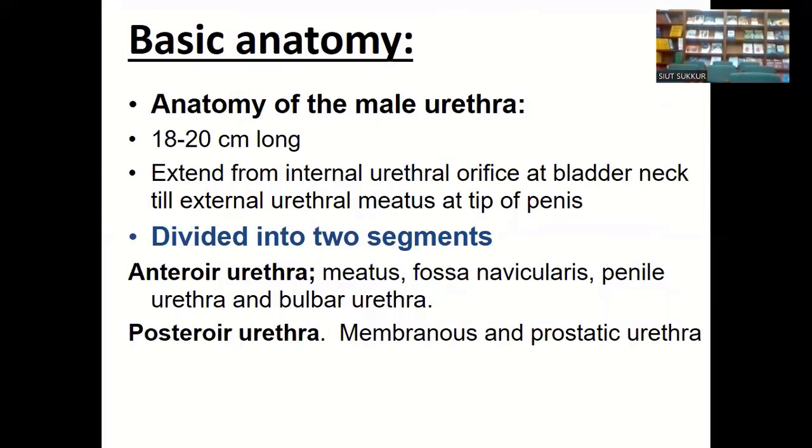Basic anatomy: we are discussing basically the anatomy of only the male urethra. It is 18 to 22, about 20 centimeters long, and extends from the internal urethral orifice at the bladder neck to the external urethral meatus at the tip of the penis. It has been divided into two segments: the anterior urethra, which is further classified into meatus, fossa navicularis, penile urethra, and bulbar urethra, while the posterior urethra is subdivided into membranous and prostatic urethra.